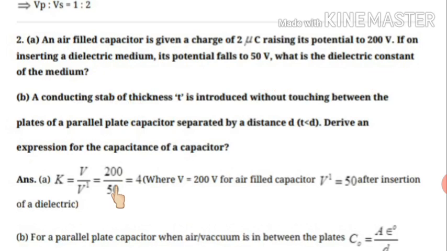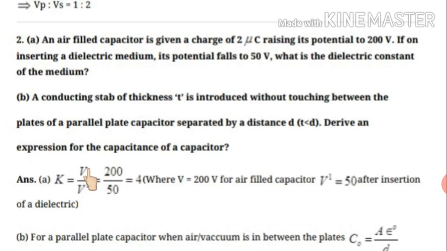Now we know that if we write K as the ratio of Cm upon C0, similarly in terms of potential we can write K equals V upon V dash. I think this is clear. It will be the ratio of the potential when the dielectric medium was not there to the potential when the dielectric medium was there between the two plates of the capacitor.